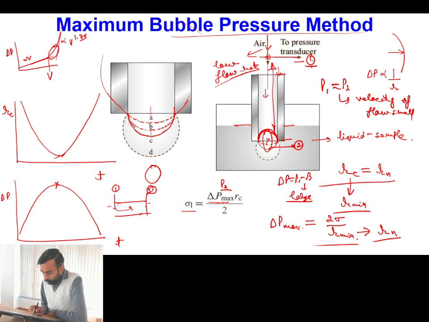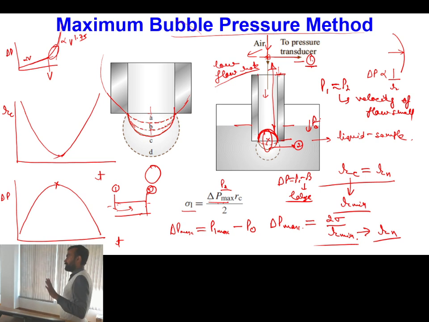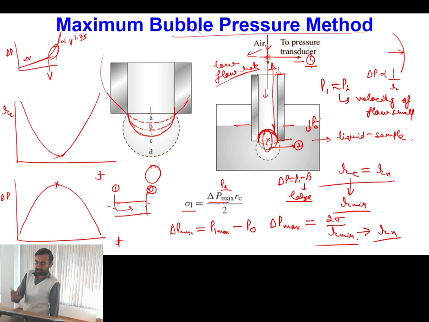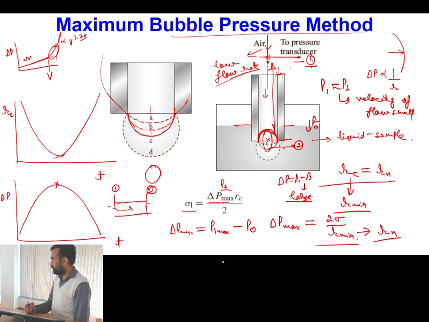And please note, this delta P max, whenever I am writing it, is nothing but P1 max minus P naught, where P naught is the pressure of the surrounding liquid. This point you have to keep in mind. So this is not the pressure difference between these 2 points. This is the pressure difference at location 1: the maximum value of pressure at location 1 minus the pressure of the surrounding. Is this one clear?